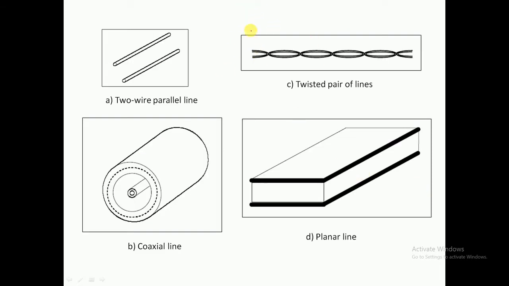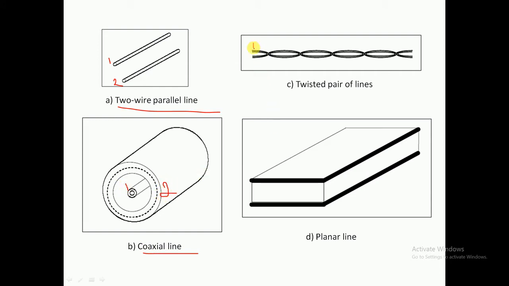Using these two wires we can have a voltage difference and we can transfer power from one place to another place. Similarly, we can see the coaxial lines here, with the help of an inner conductor and an outer conductor. Next one is the twisted pair of lines. You can see how it is twisted.